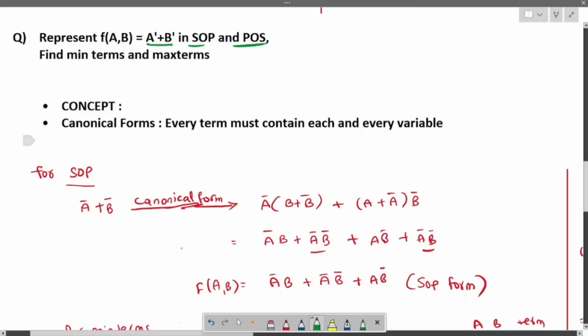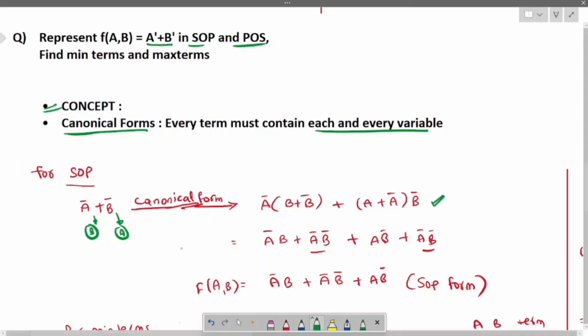That is nothing but the canonical form. We need to learn one concept, canonical form: every term must contain each and every variable. See, when we take a bar plus b bar, here we are left with the b term, and here we are left with the a term. We need to apply those terms. If we apply the complete terms, then it is called a canonical form. This is known as the standard or simplified form. You can use either; this is the standard form.